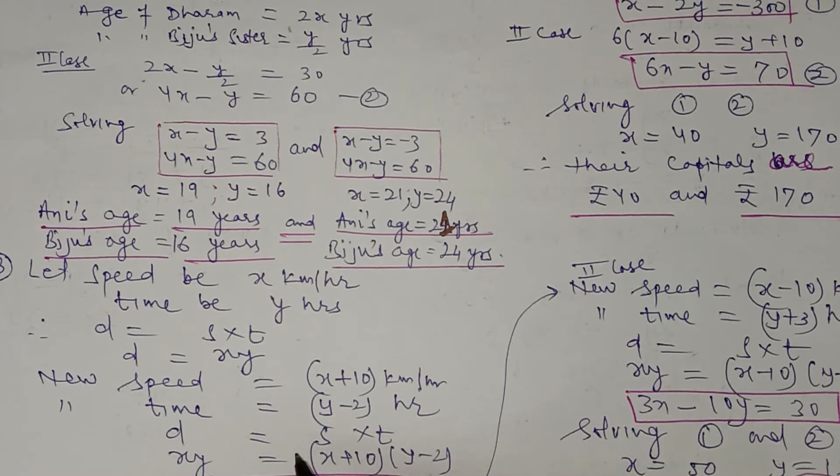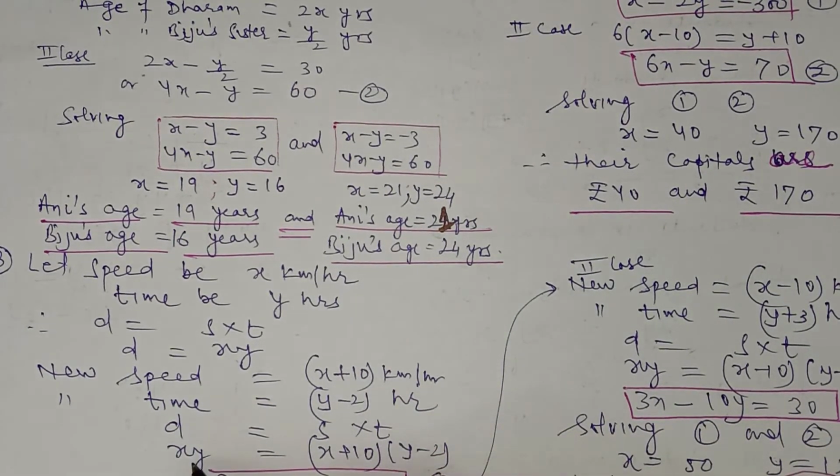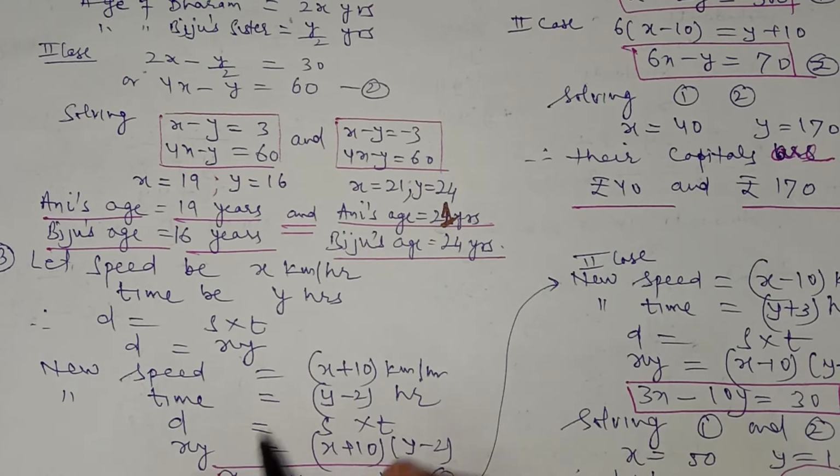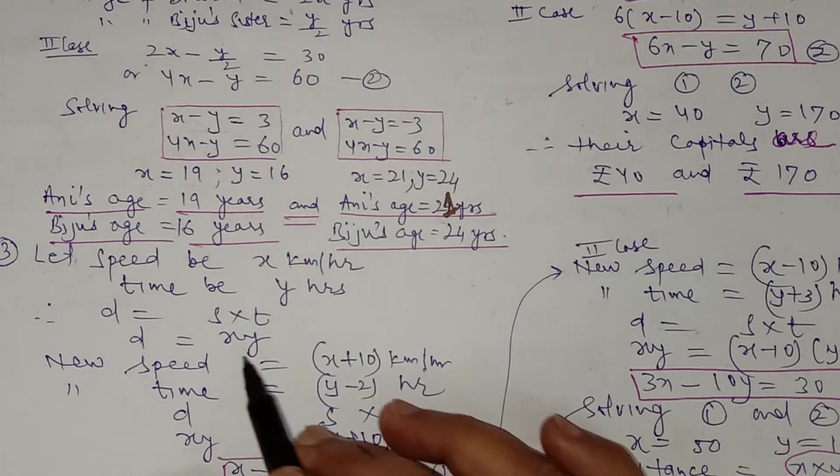So we know that distance equals speed into time. Now speed is x plus 10, time is y minus 2, and the distance traveled will be the same. The distance traveled will remain the same, whether you increase the speed or decrease the speed. So distance is x into y.